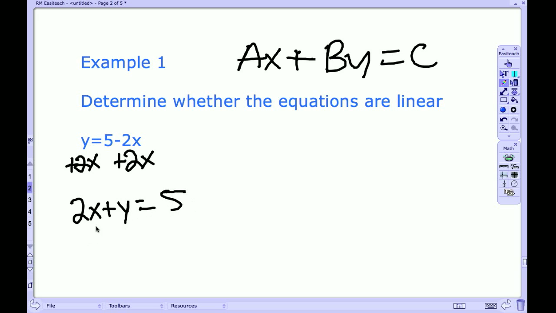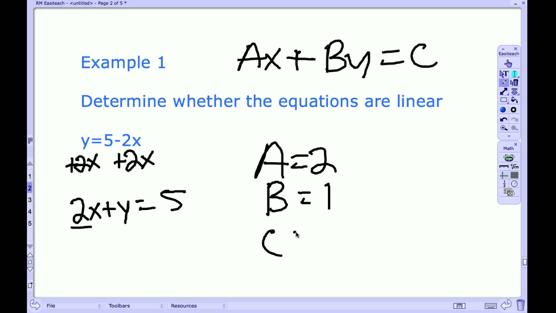So in this case, our a is 2. So a is equal to 2. b is equal to 1, because the 1 is just the understood 1. And then c is equal to 5. So if I can rewrite an equation and get it in this form right here, then that means it is linear.